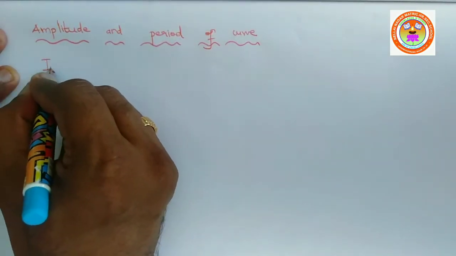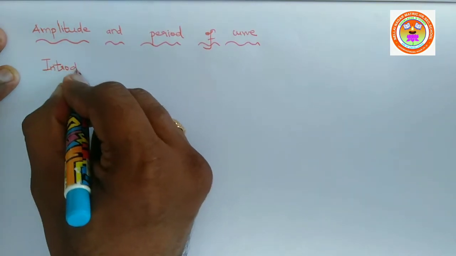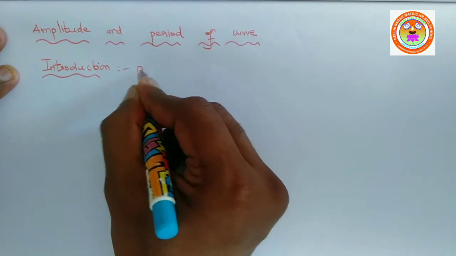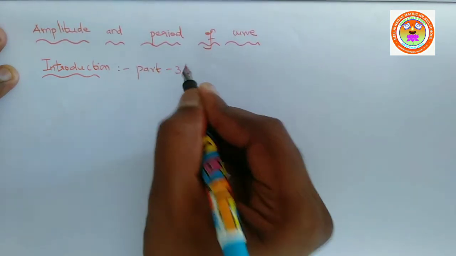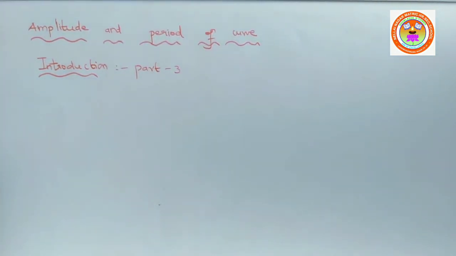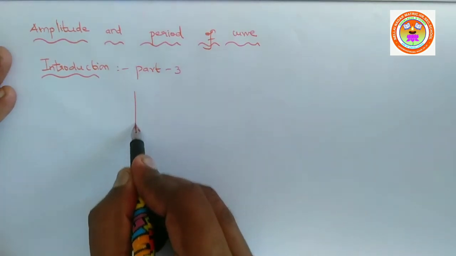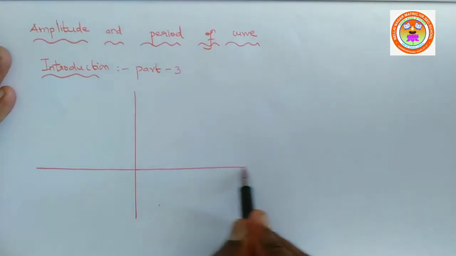Introduction, part 3. We are going to learn the amplitude and period of a curve. Our main aim is to learn the amplitude and period of a curve.